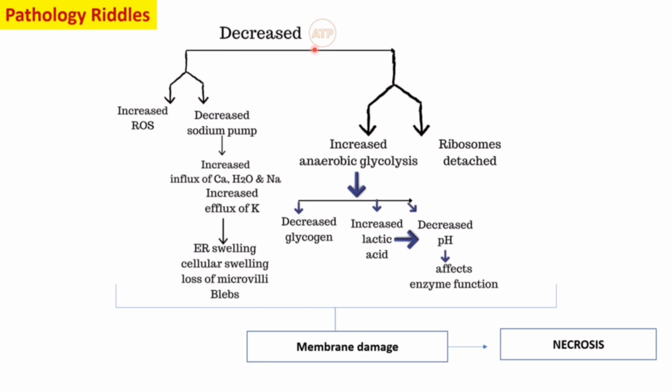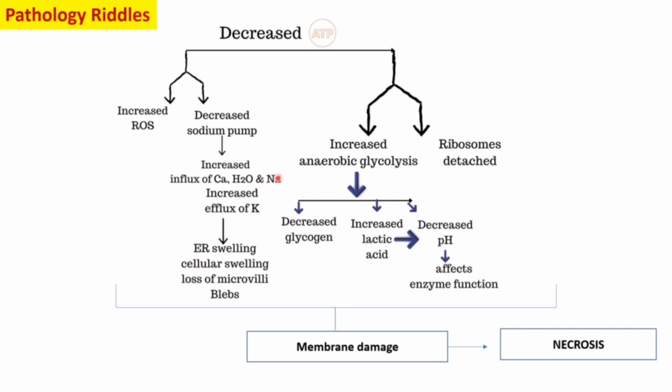What all happens when there is decreased ATP? First of all, the sodium-potassium pump and the calcium pump get affected. They require ATP for their smooth functioning. So what is the function of the sodium-potassium pump? It usually takes sodium out of the cell and potassium inside the cell. But here what happens is the sodium starts accumulating inside the cell because of the pump not functioning properly.